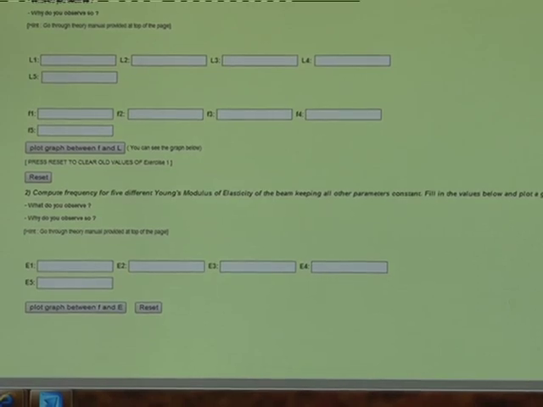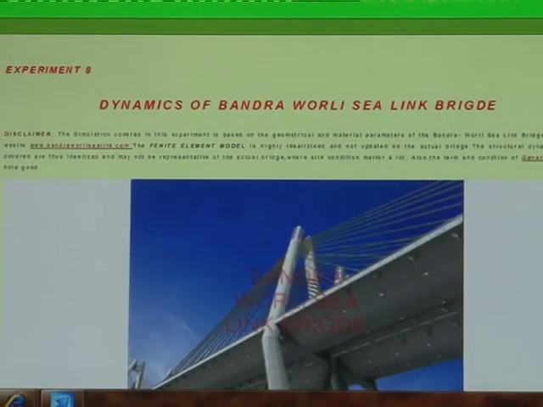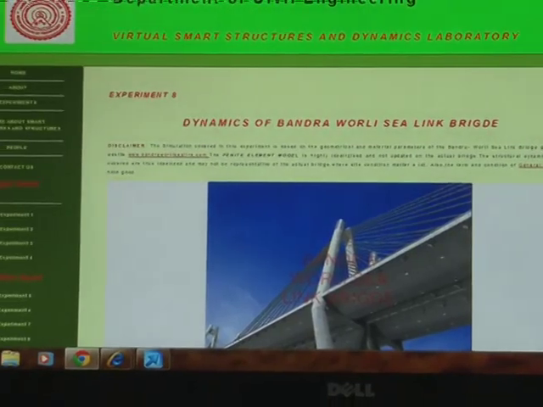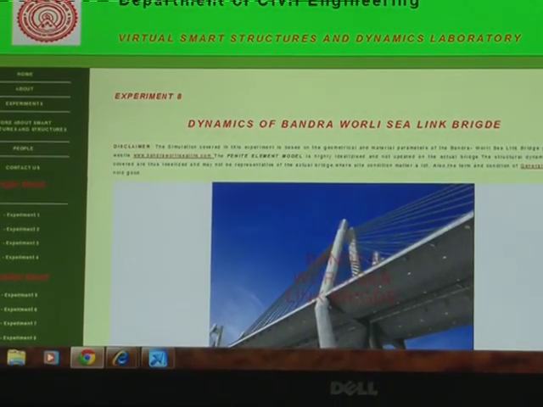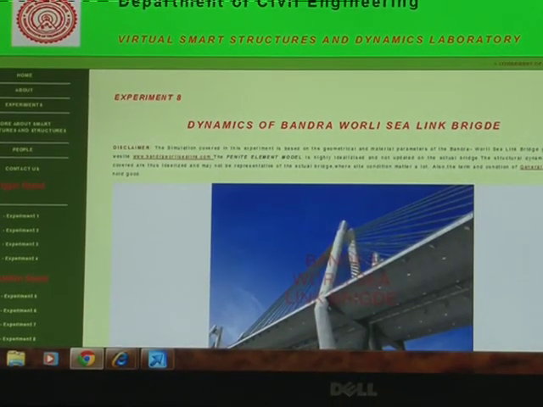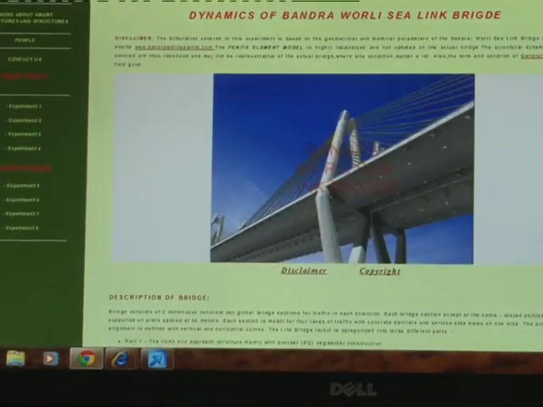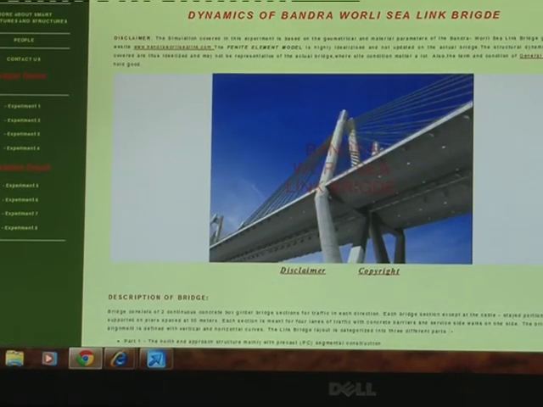Now if we go to the next experiment, experiment number 8, we will discuss the Bandra Worli sea link bridge. The Bandra Worli sea link is basically a cable stayed bridge with a pre-stressed concrete viaduct on either side that links Bandra and Worli, and the bridge was designed as the first cable stayed bridge to be constructed in open seas in India.